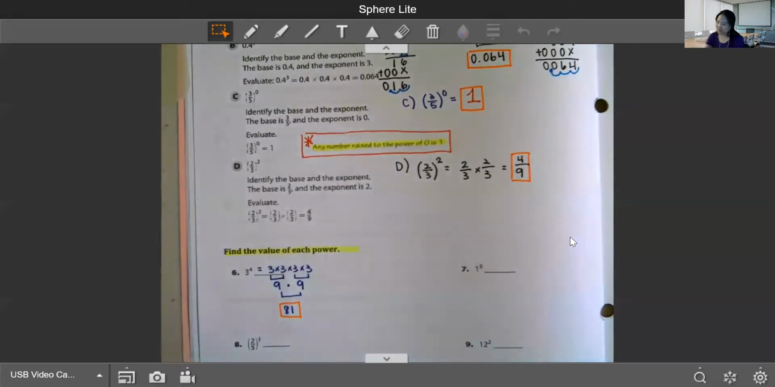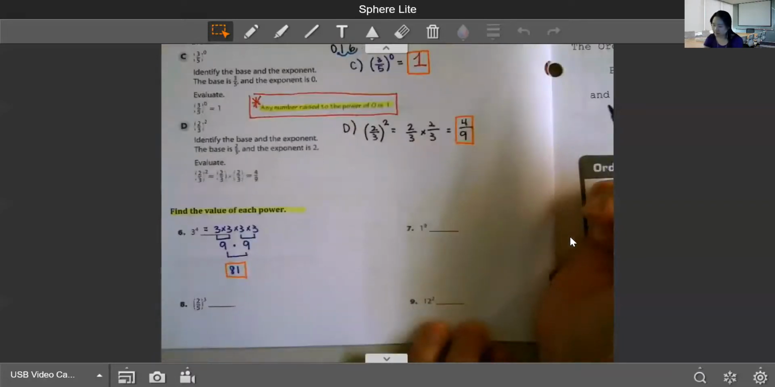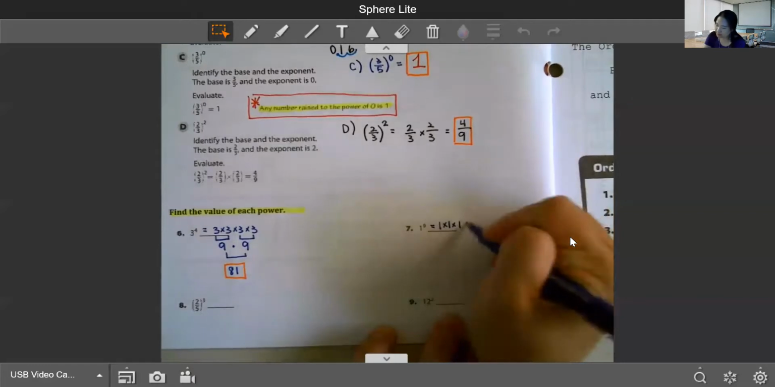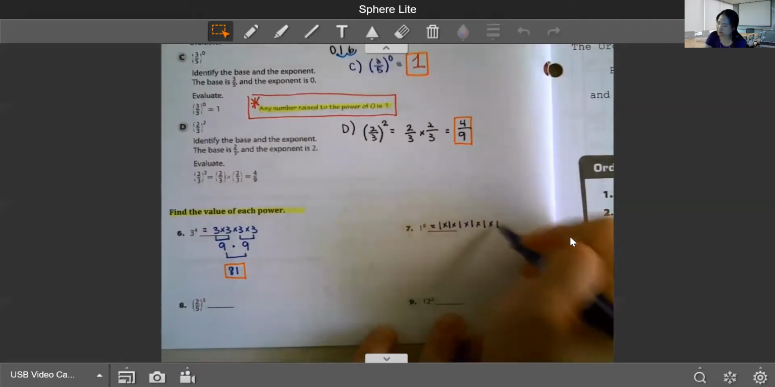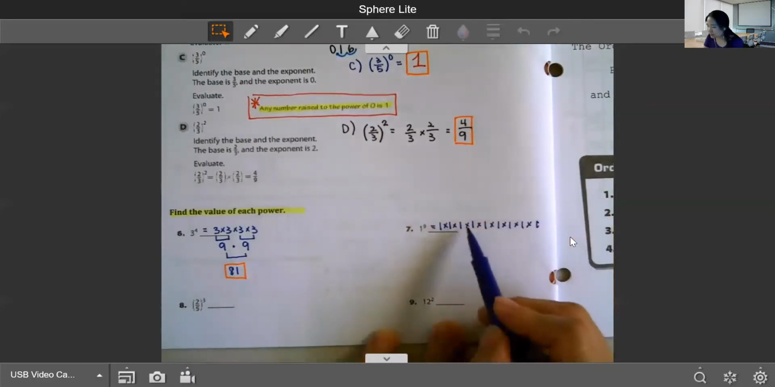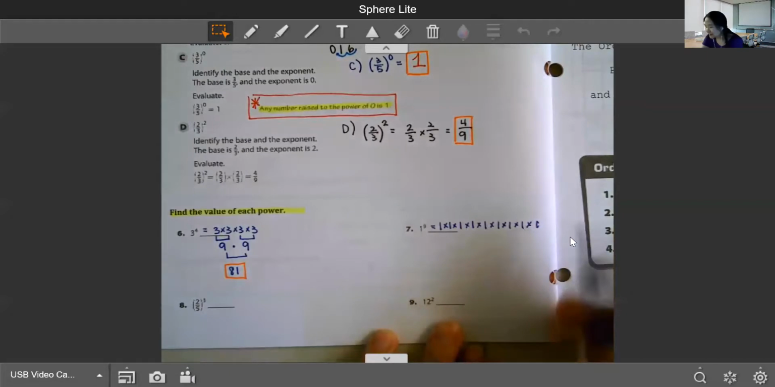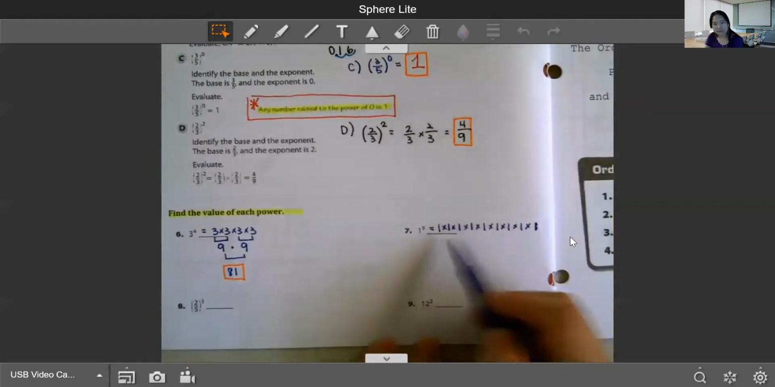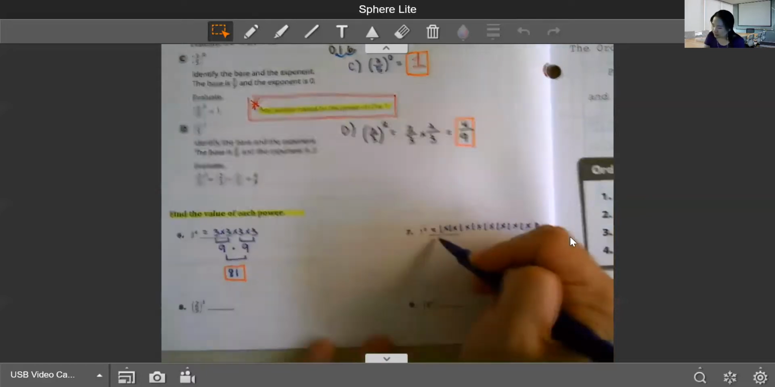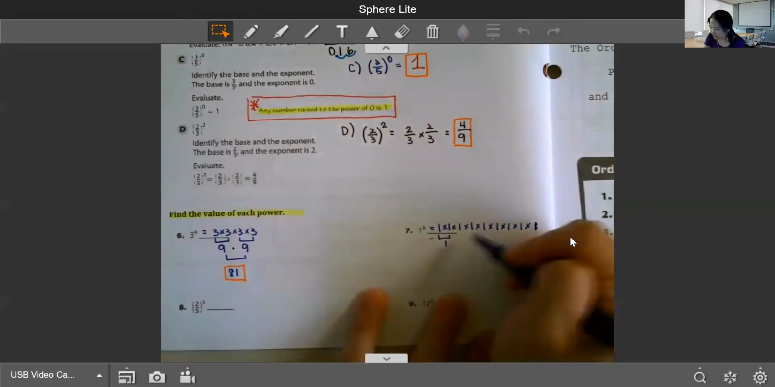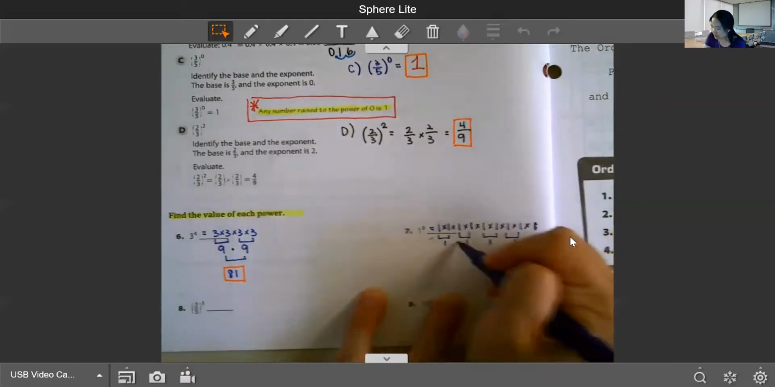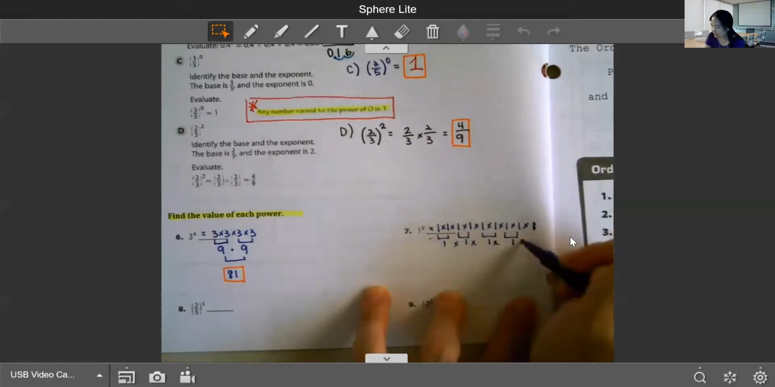Number 7. 1 to the 9th power. Let's expand it. 1 times 1 times 1 times 1 times 1 times 1 times 1 times 1 times 1. That's 1, 2, 3, 4, 5, 6, 7, 8, 9. And then you start multiplying them in groups, but then what you're going to find is this. Let me show you. 1 times 1 is 1, isn't it? And 1 times 1 is 1. 1 times 1 is 1. 1 times 1 is 1. And I have this leftover 1.